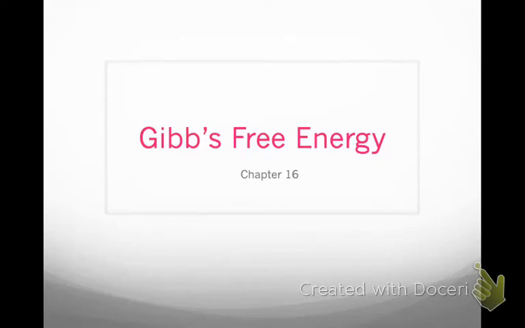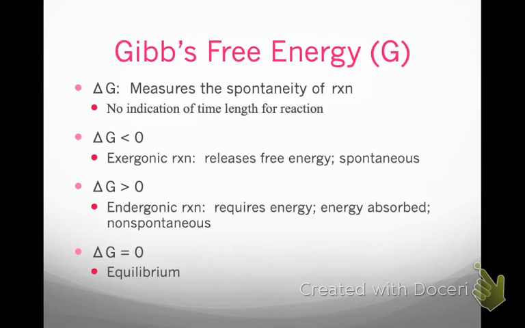Today's lesson, we will be covering Gibbs free energy. Gibbs free energy is named after Josiah Willard Gibbs. He was a physicist and chemist in the late 1800s. Gibbs free energy, or G, is a measure of spontaneity.